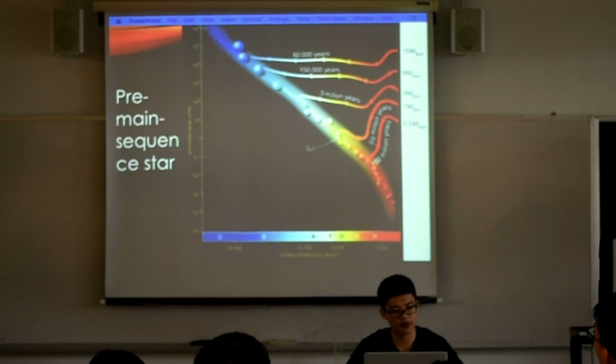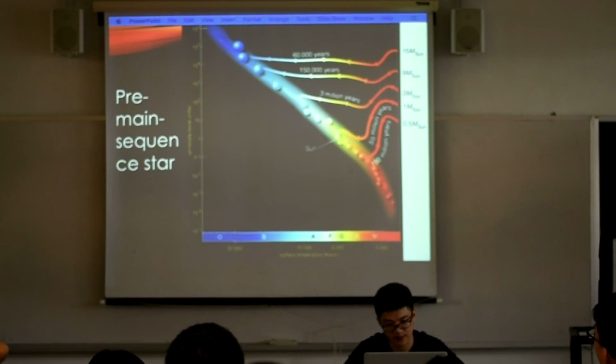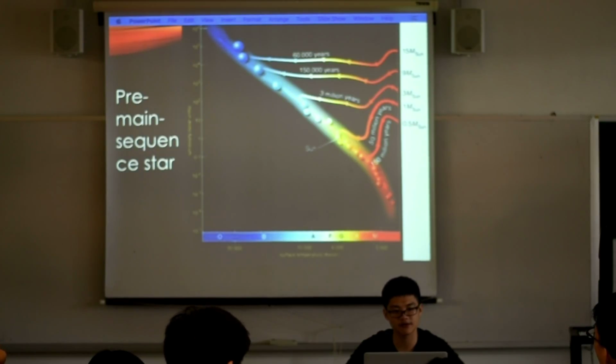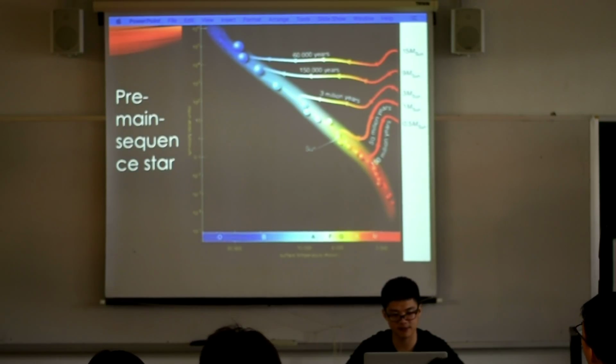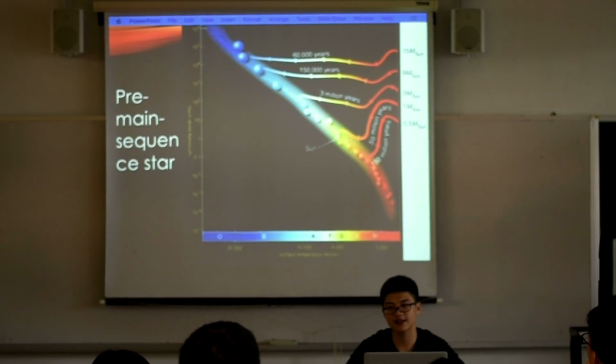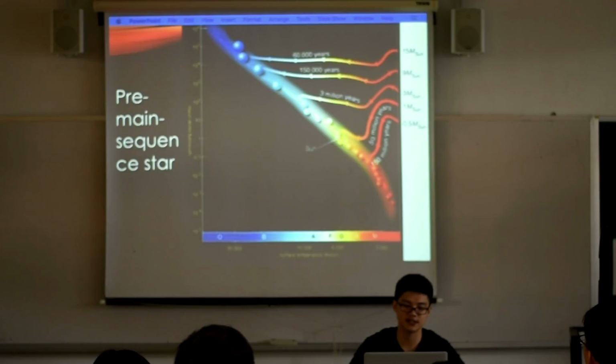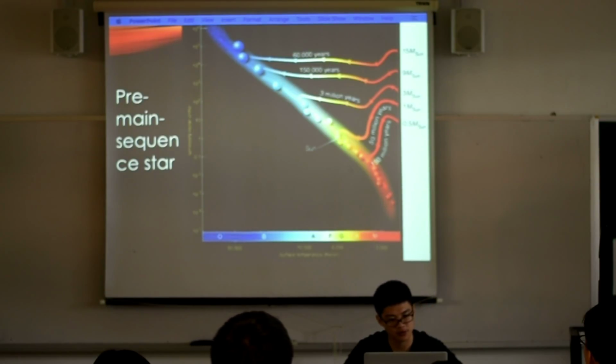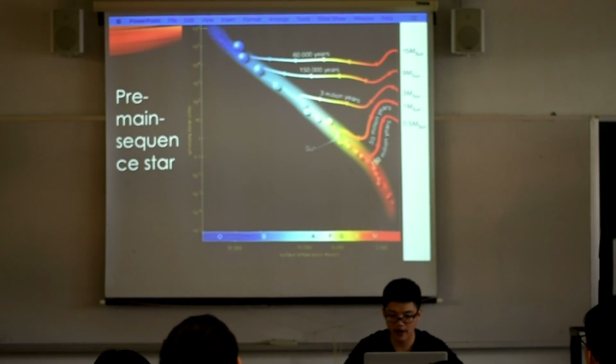Another kind of star is called a pre-main sequence star, which is from the journey of the star from the protostar to the main sequence star. You can see from the diagram that stars of different masses spend different lengths of time on this path. If the star is very massive, it spends a shorter time. Like a star of 15 times the mass of our sun only spends 60,000 years from a protostar to a main sequence star. However, a star like our sun reaches the main sequence in around 15 million years.